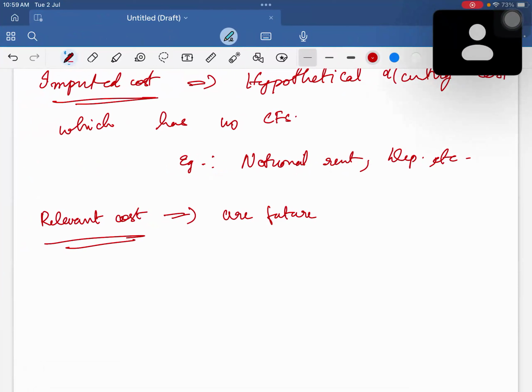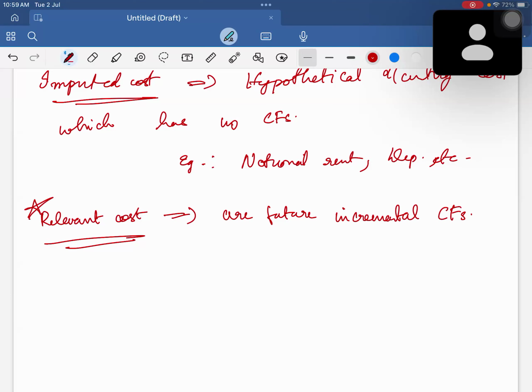So these are future costs, and cost comes only when it increases, so you use the word incremental. So these are always incremental, that is, increasing in nature. Future incremental cash flows are called relevant cost. So this is a very important topic altogether.